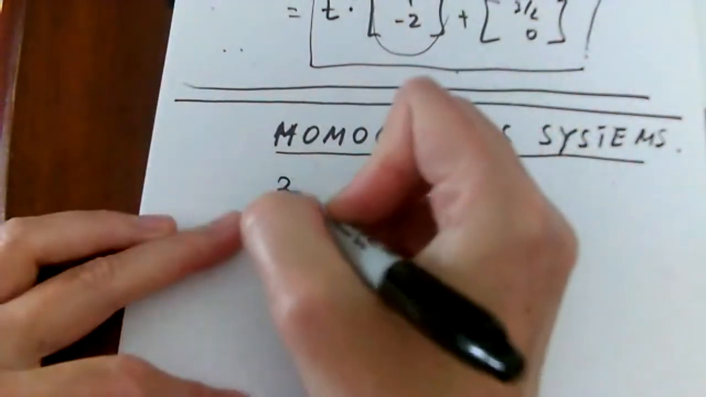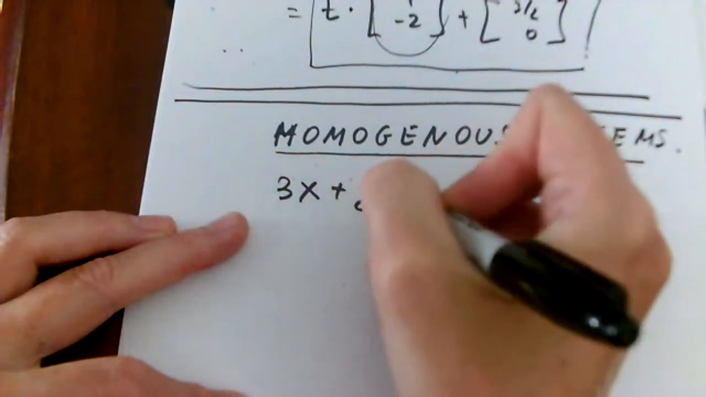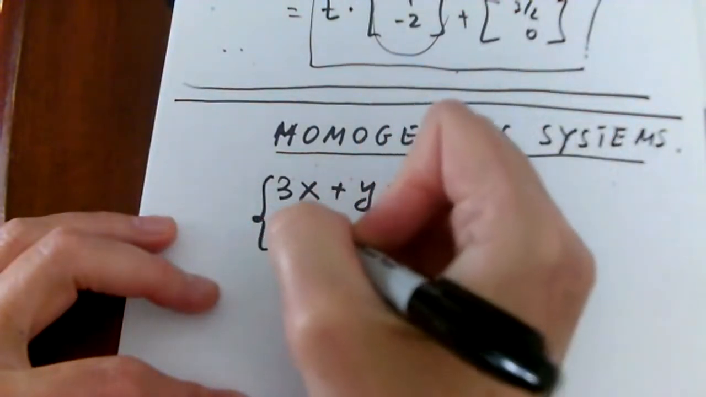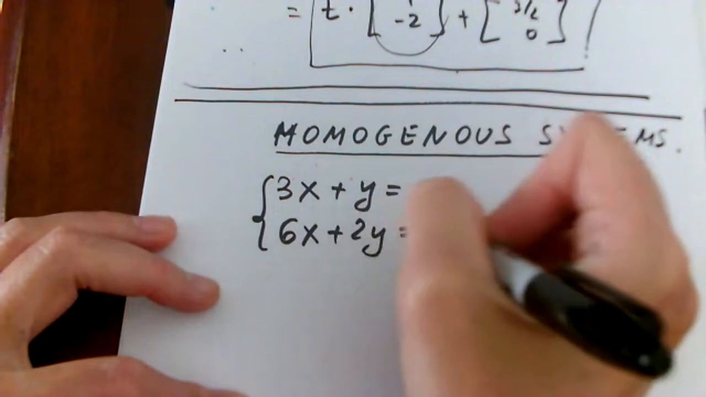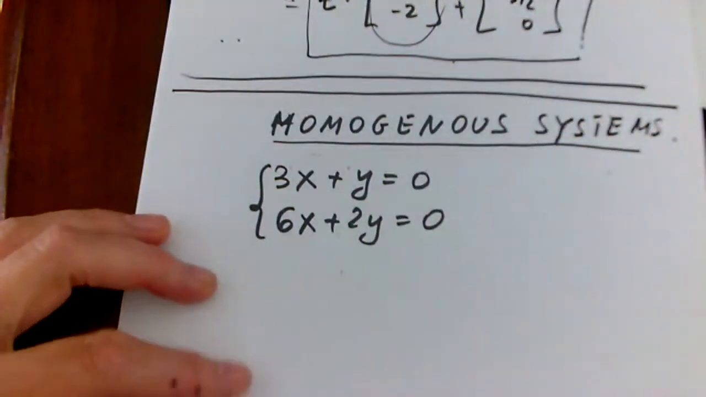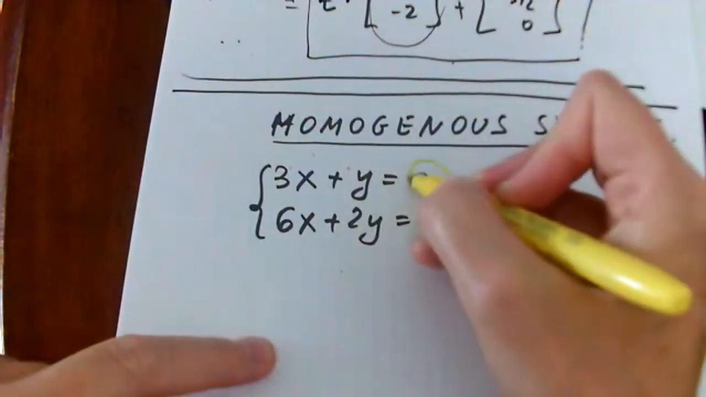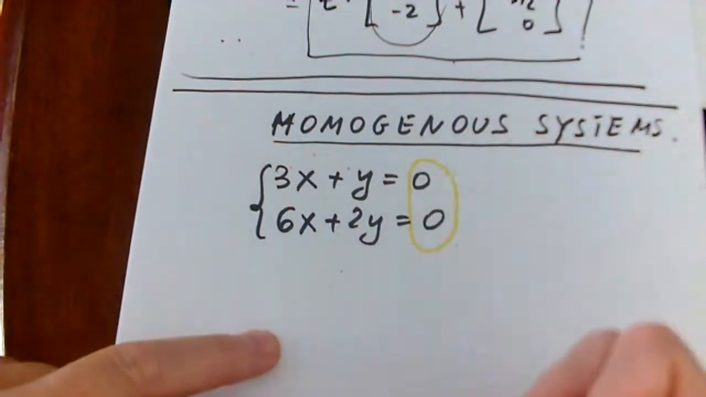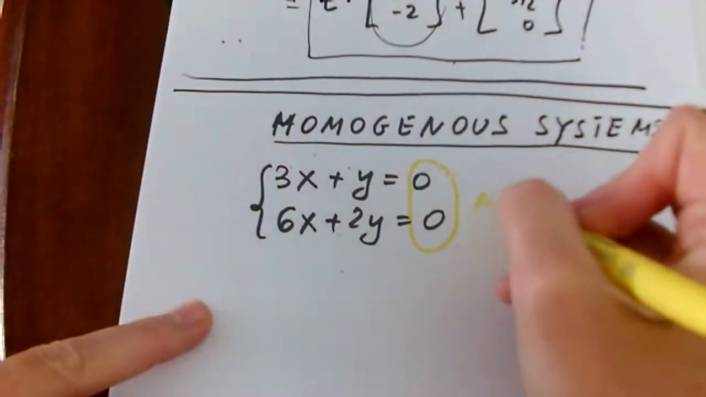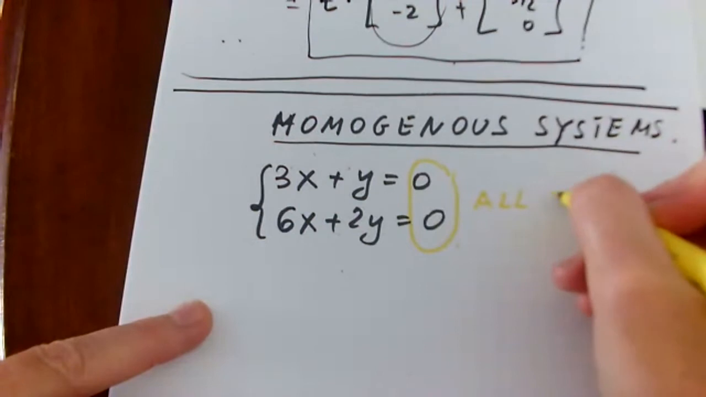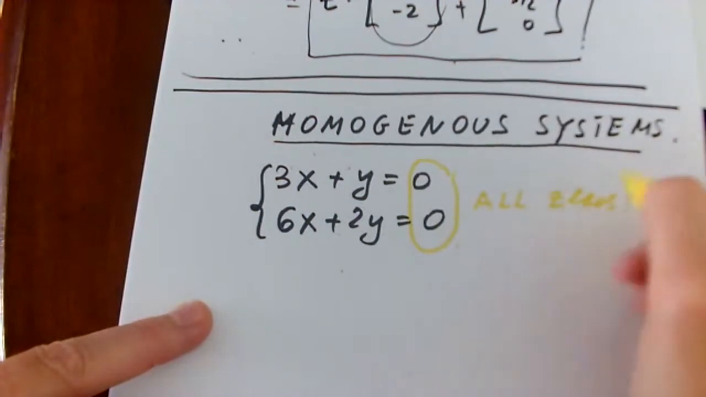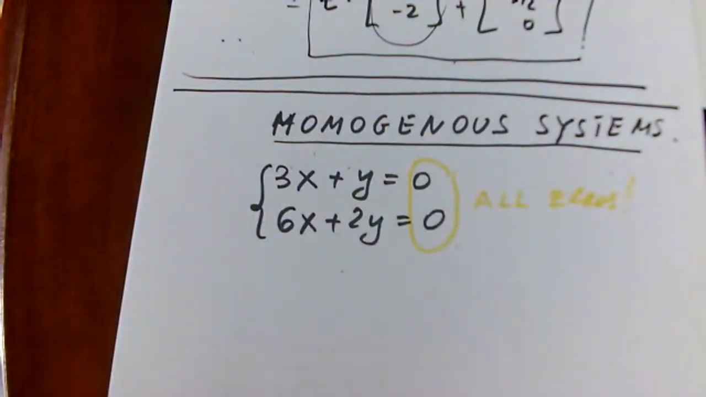Homogeneous system. Let me write down a very small homogeneous system. It consists of 2 equations. Maybe you immediately spotted the difference. If these right-hand sides are all zeros, in this case it's called a homogeneous system. If at least one of these numbers is non-zero, then it's called non-homogeneous. So far, we've been dealing only with non-homogeneous systems.